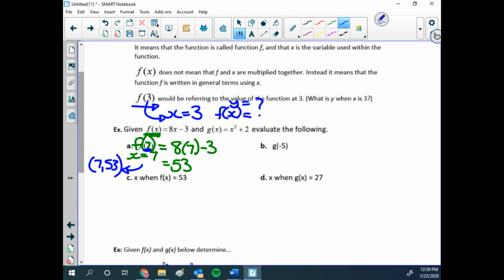So they're saying, what is x when f of x is equal to 53? Now, they kind of already give me enough information to indicate what I'm looking for. So that means in my formula, anywhere there was an f of x, I'm now going to substitute what? 53. So I'll put 53 in on that left side. So 53 is equal to 8x minus 3. And so now I have what I'm looking for because they're asking me what is the value of x.